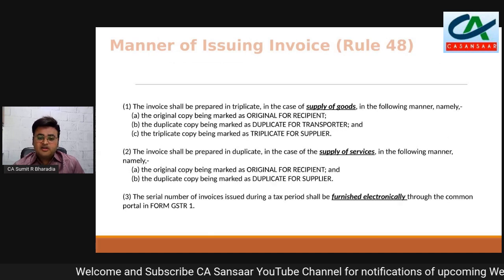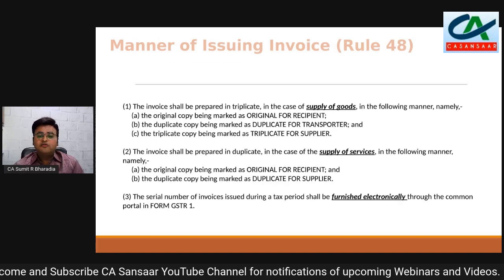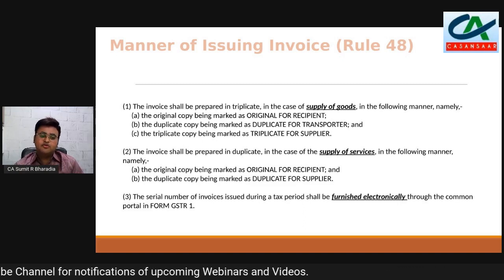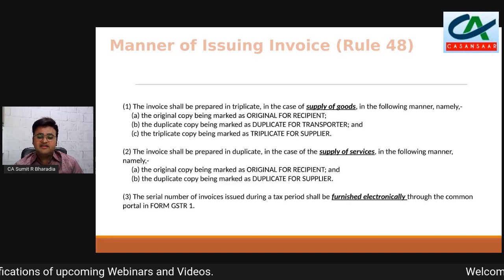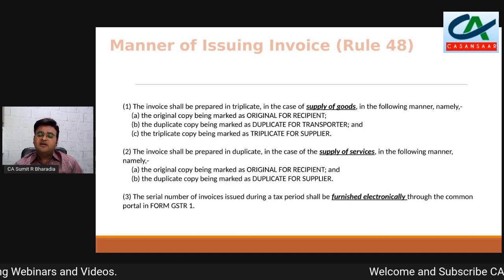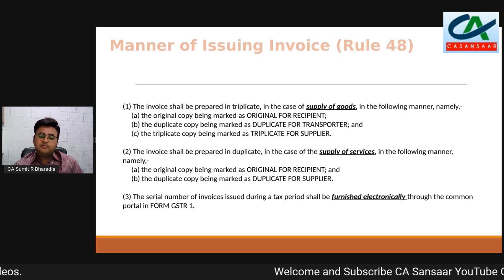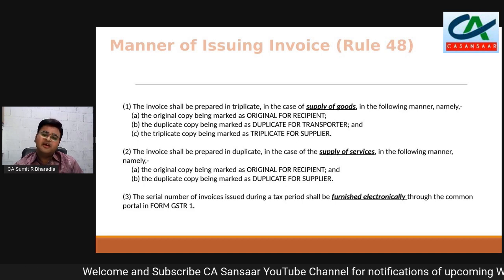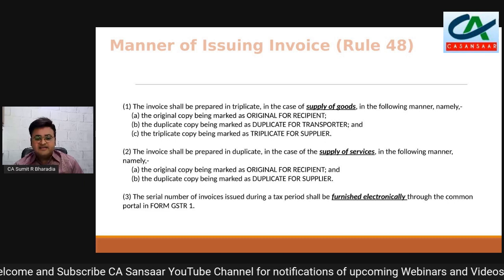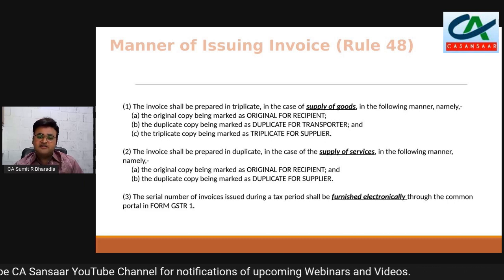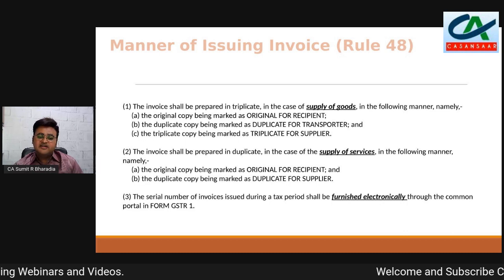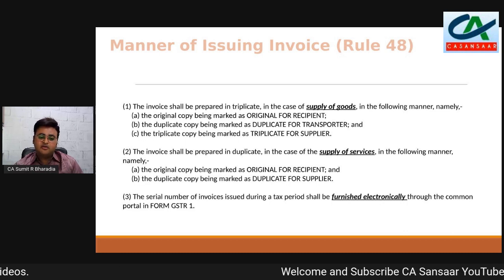Now let's come to the statutory provision, basically Rule 48, manner of issuing invoice. Earlier there were three sub-rules, sub-rule 1, 2, 3. Sub-rule 1 states the triplicate copy, that is, for supply of goods, 3 copies need to be made of invoices: original for recipient, duplicate for transporter, and triplicate for supplier. And sub-rule 2 of Rule 48 is for supply of services to be made in duplicate: original for recipient, duplicate for supplier. And sub-rule 3 states the serial number to be furnished in electronic form.